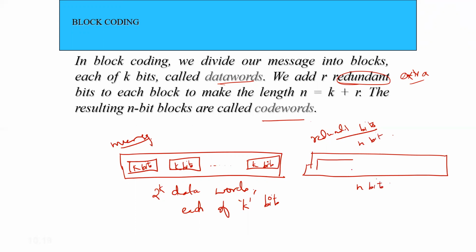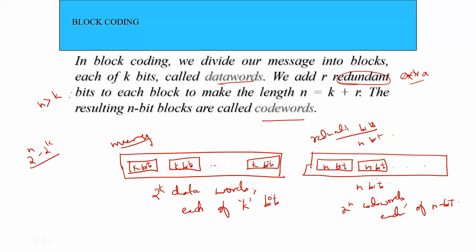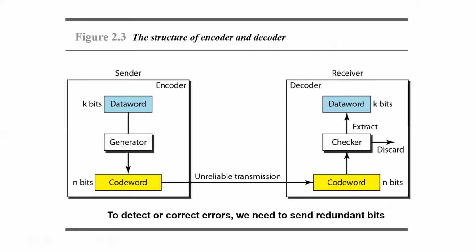Now in this, each block will be of n bits. So how many code words will we have? We will have 2 power n code words, each of n bits. And in this, how many of them are valid? 2 power n minus 2 power k are valid, and n should always be greater than k. That is the condition. Now we will see the structure of the encoder and the decoder.